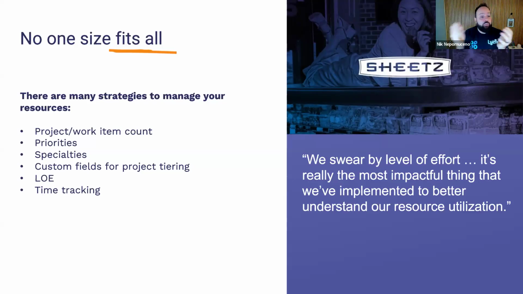Right? So a few of the different strategies that we have to manage your resources using Lytho Workflow are project or work item count, priorities, specialties, custom fields for project tiering, or also for project types or asset types, level of effort, and time tracking. The more granular that you get, the more information you can get out of your team, and it will be a little bit easier to manage your resources. But we want to hear from you.